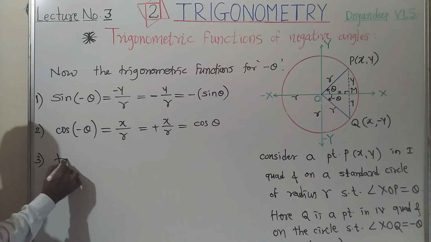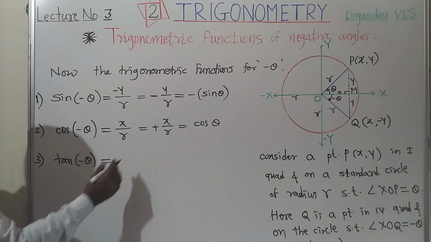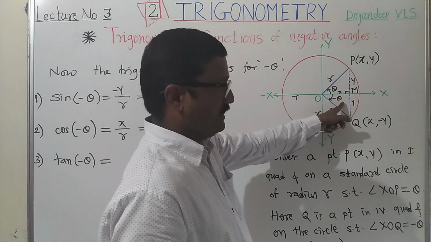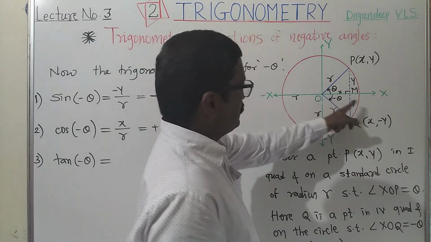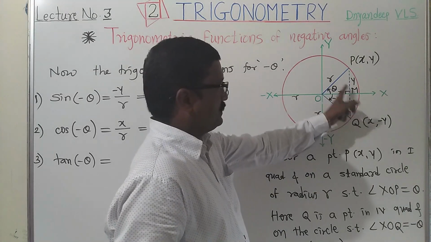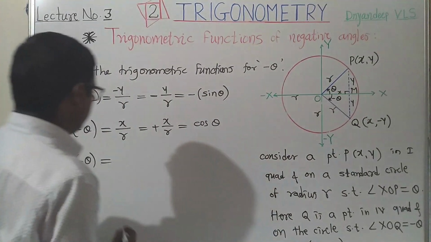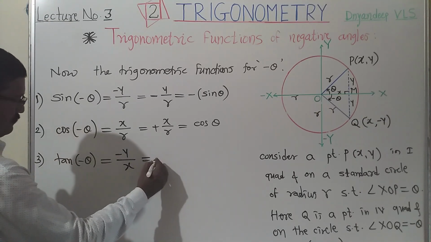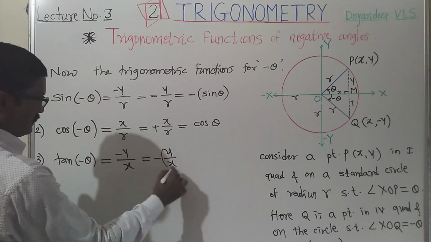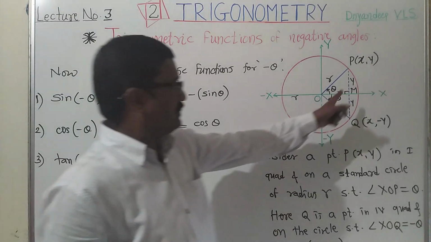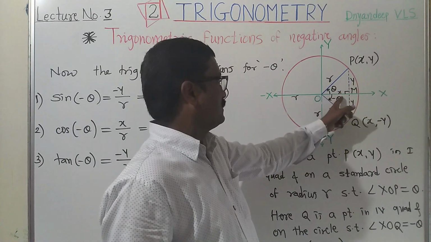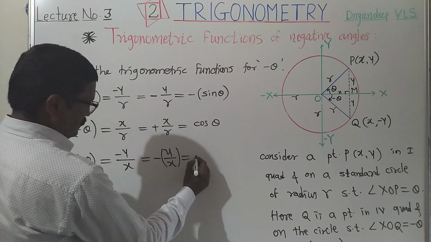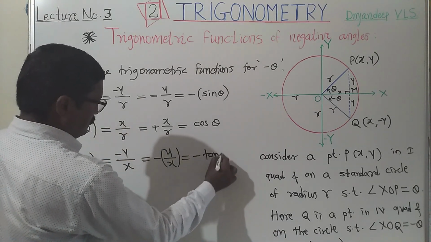Now third, tan of minus theta. Tan of minus theta means for this angle we are finding tan theta. Tan theta means opposite upon adjacent. Opposite is actually negative y. So it is minus y upon x. So it is equal to minus of y upon x. And what is y upon x? If you see y upon x for theta, then y upon x is nothing but tan theta. Tan theta is opposite upon adjacent. So it is negative of tan theta.